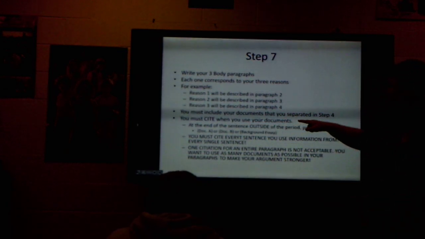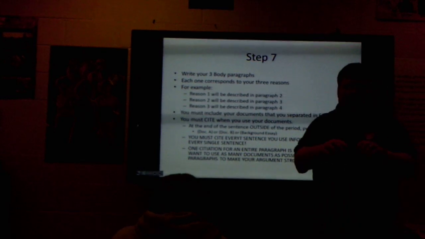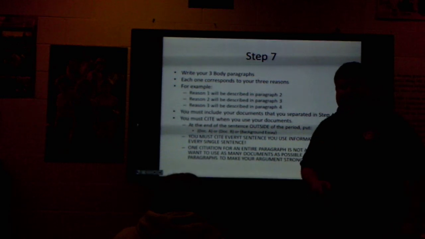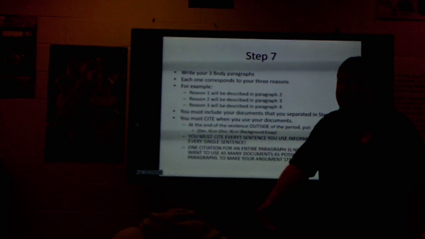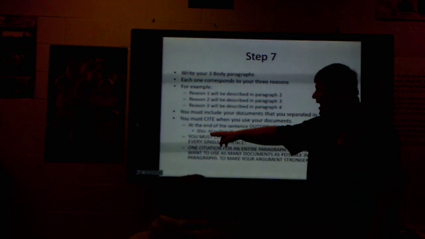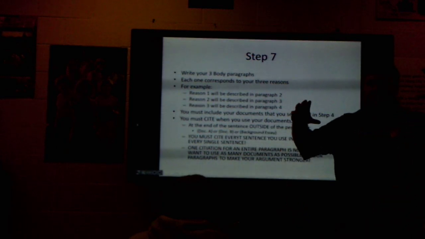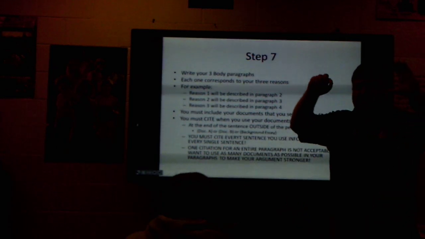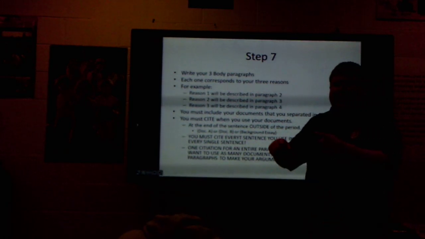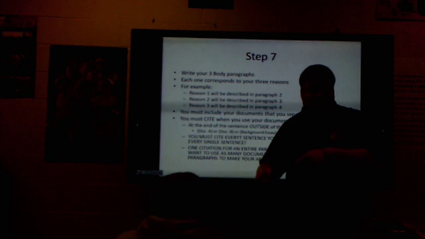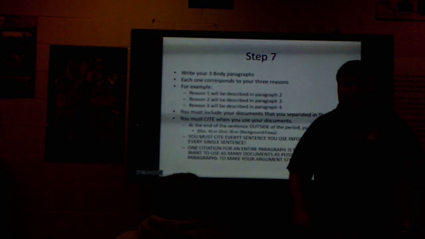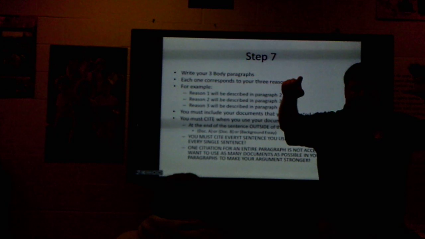Then you've got to cite when you use your documents. Now, you guys don't have to worry about this on a mini-Q, but when you do the full thing, you have to cite. If I got a piece of information from document A, I have to cite document A. How do I do that? At the end of the sentence, I'm going to put parentheses, and inside of that, doc period A. Okay? That's what I have to do. If the very next sentence came from document B, then I have to do the same thing, doc period B. What if I got the information from a background essay? Inside parentheses, background essay. Okay?